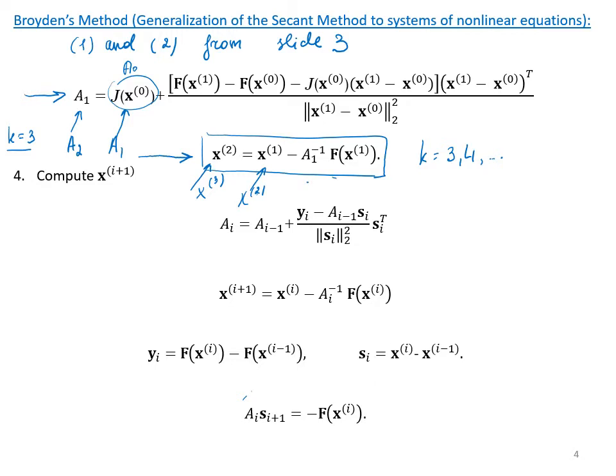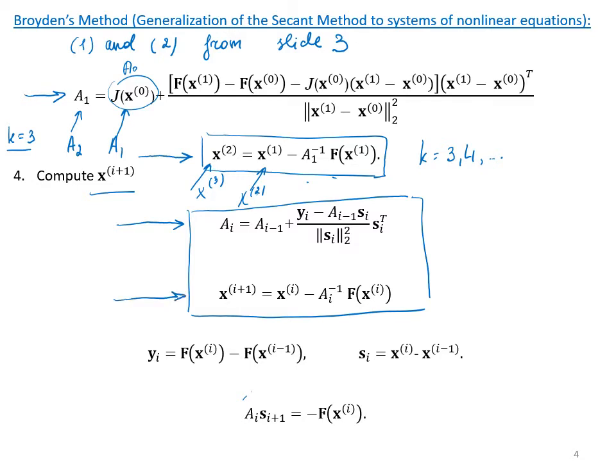and so on. In general, if we want to compute vector x at I plus 1 step, we need to use these formulas. These are the main formulas of Broyden's method. And again, just to remind you that matrix A is a matrix we use in place of our Jacobian. And the second formula represents our approximation for our vector x.